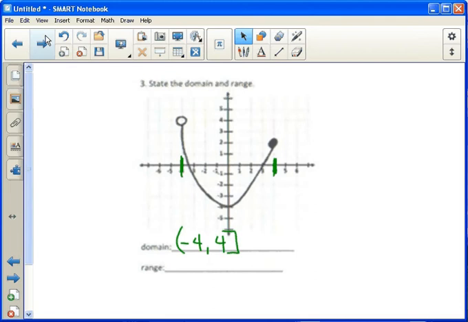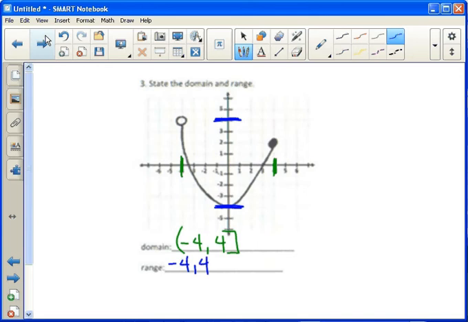Now range is up and down. It's all about the y values. I just remember in music, an instrument's range or a person's voice's range is how high or low of a note they can hit. So the lowest we go in the range is -4. The highest we go is +4. So I get -4 to +4. And again, infinities and open circles get parentheses. Everything else gets a bracket. So at -4 we would have a bracket. At +4, because of the open circle, we would have a parenthesis. So domain is left and right. It's the x values. Range is up and down. It's the y values.